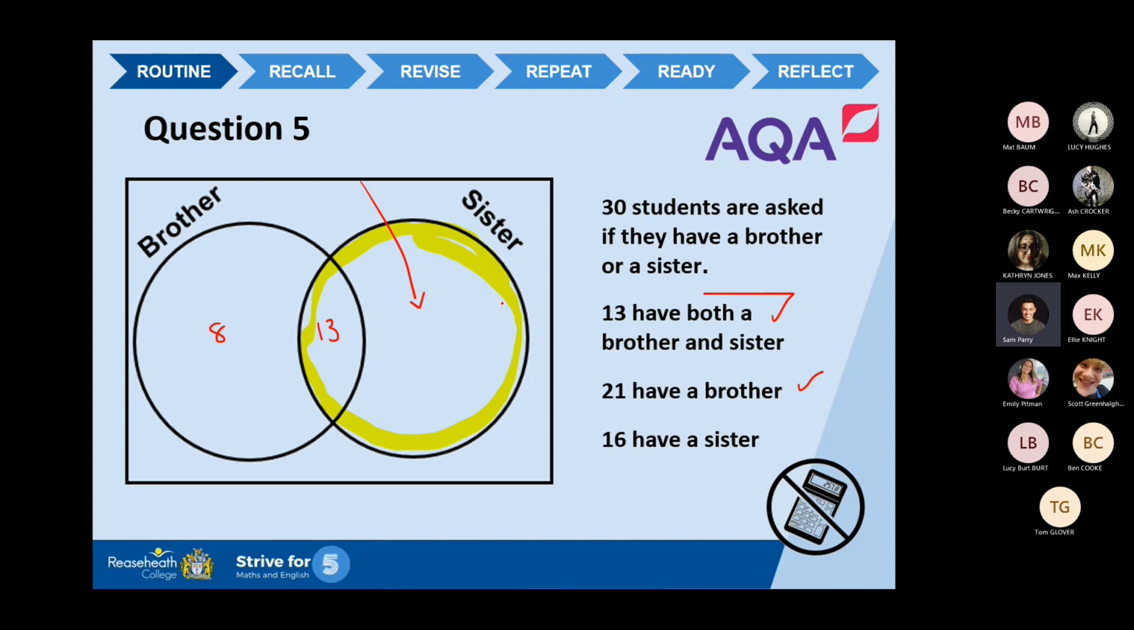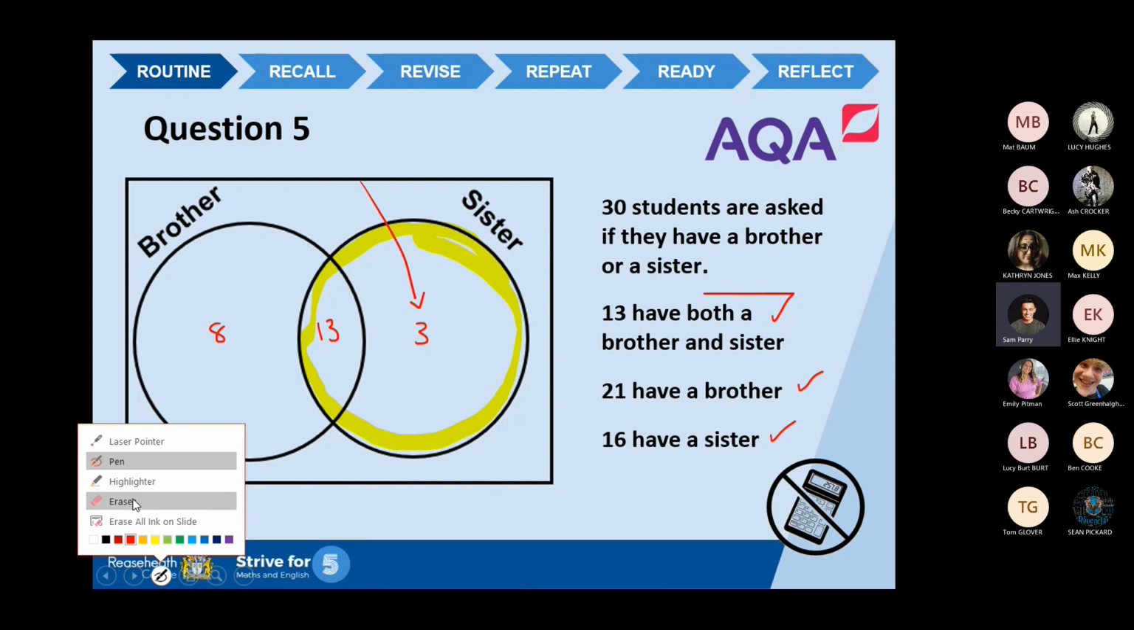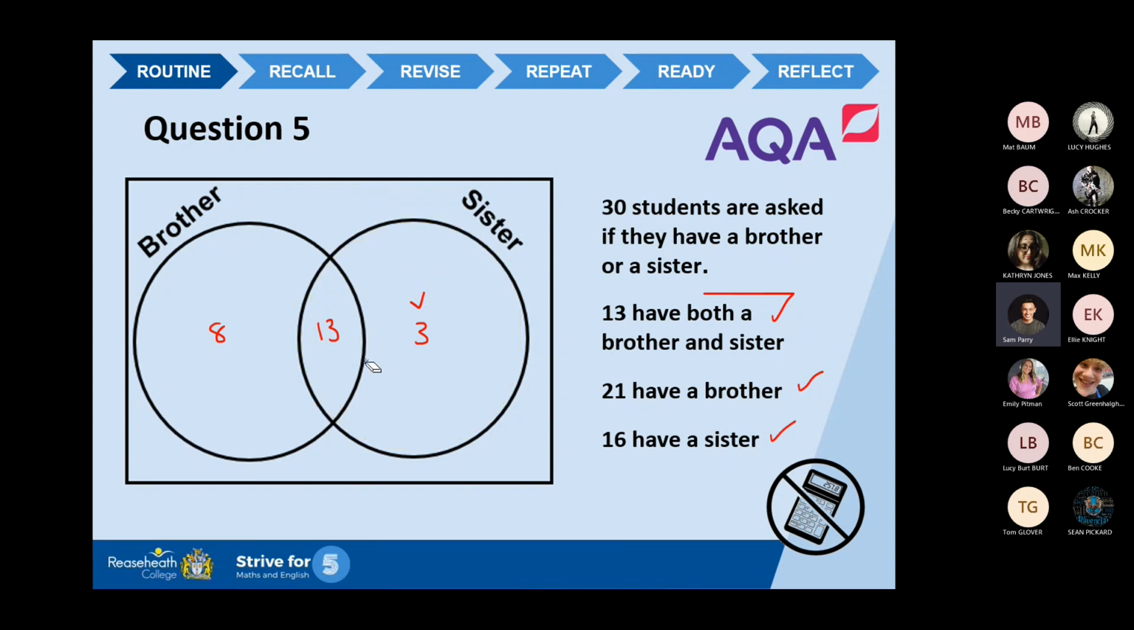Remember, this circle in yellow needs to add up to 16. I've got 13 in the middle. What's that missing number? It can't be anything other than 3, because 13 add 3 gives me 16, which is exactly what I'm after. Okay? Has to be 3. Can't be anything else. So let me just delete those there.